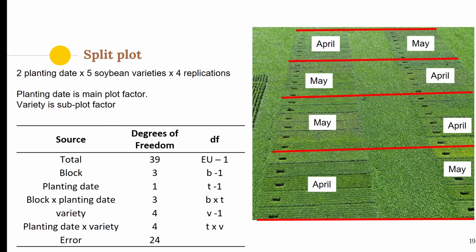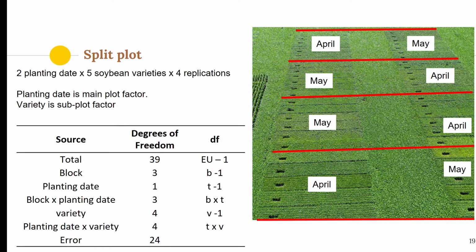Here's another real-world example of a split plot experiment. This was a planting date by soybean variety trial. What we can see here is that I have 4 replicates, and those replicates are between each of those red lines here. So I have 4 replicates in total. And in each replicate, I have a main plot, which is the planting date, because you can see I planted in either April or May.